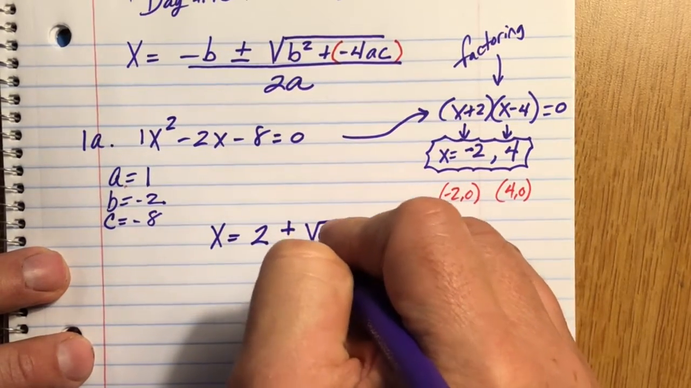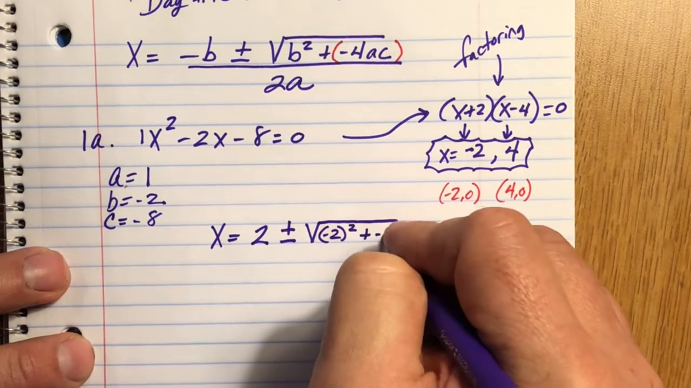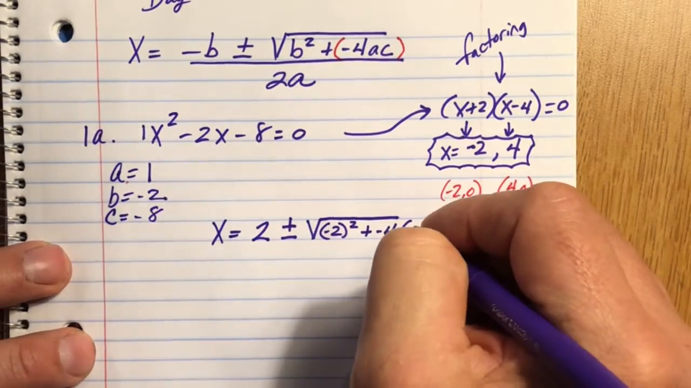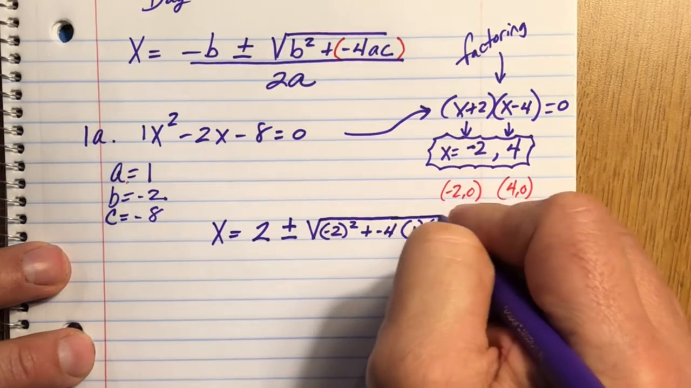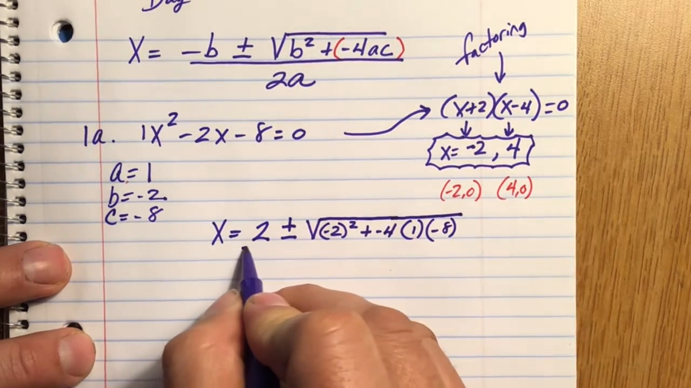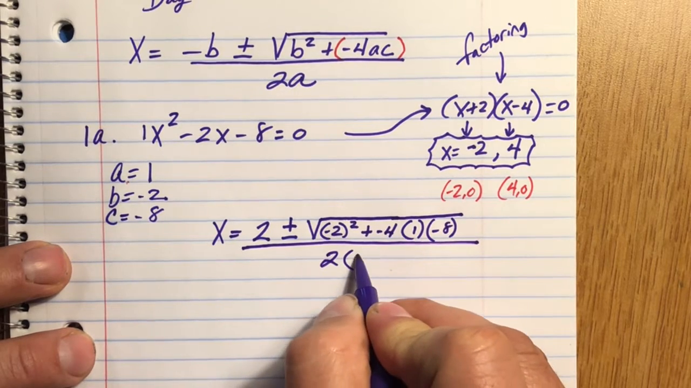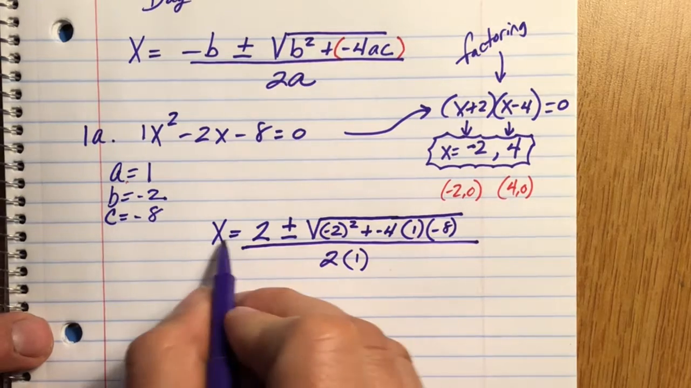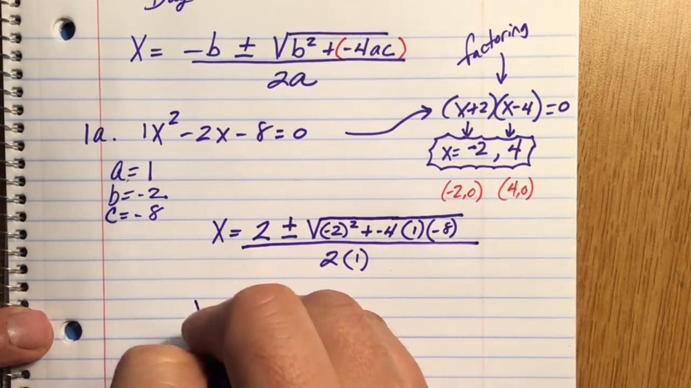All right, so we're going to take b, we're going to square it, plus negative 4 times a, which is 1, and times c, which is -8. It's all under the radical over 2 times a, in this case, a is 1. Now you guys will develop shortcuts as you are doing this. But for right now, we're going to write everything out.